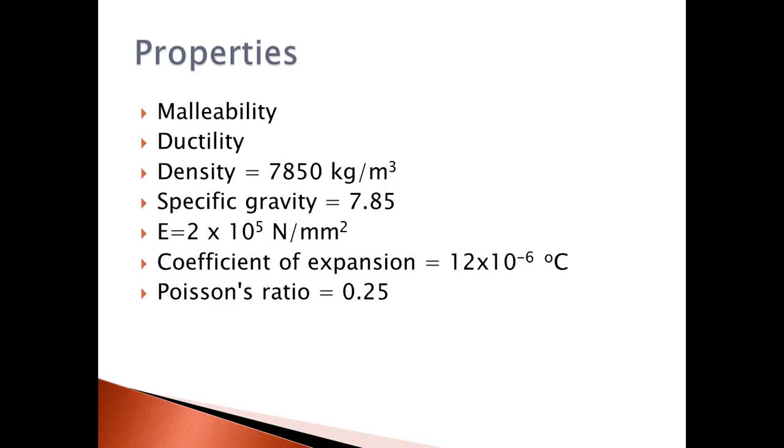Next, you have to know another three values: Young's modulus, 2 into 10 to the power of 5 Newton per mm square; coefficient of thermal expansion, 12 into 10 to the power of minus 6 per degree Celsius; and Poisson's ratio, 0.25.